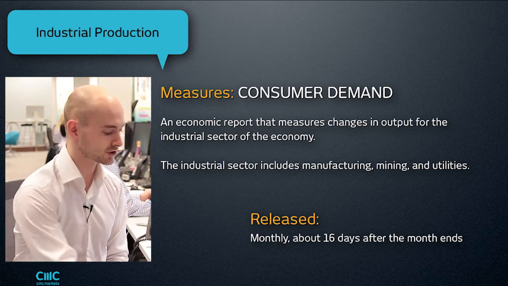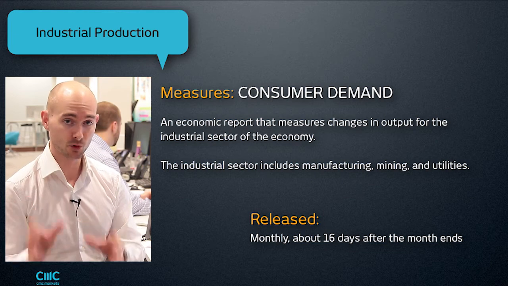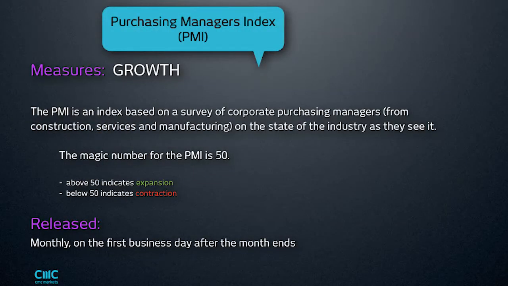So that's industrial production. The last one we're going to have a look at is one of the more important ones as well, and it's called the Purchasing Managers Index, or PMI. And this one is quite important as it measures growth of an economy. What makes this one a little bit different is that it's a diffusion-based index. It's from a survey of about 600 different purchasing managers from right across the US, covering everything from construction, services, and manufacturing. And from the survey, a number is generated that is round about the number 50. 50 is the magical number.